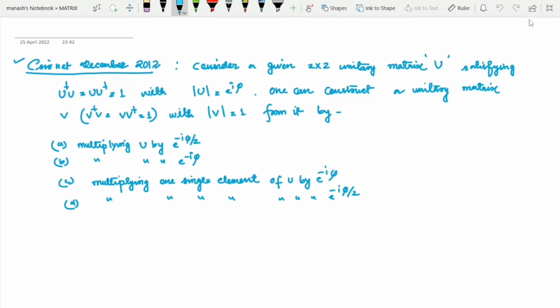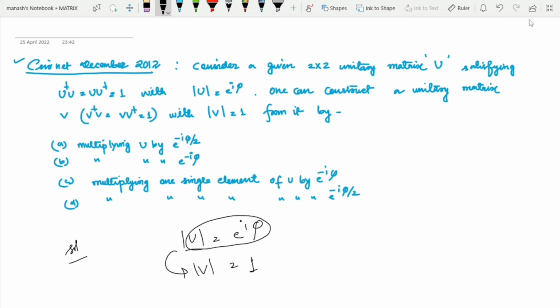You can see the options are: multiplying U by e to the power minus i phi by 2, multiplying U by e to the power minus i phi, multiplying one single element of U by e to the power minus i phi, multiplying one single element of U by e to the power minus i phi by 2. So determinant of U is equal to e to the power i phi, and you have to find determinant of V equal to 1 from U itself. So how are you going to find it?